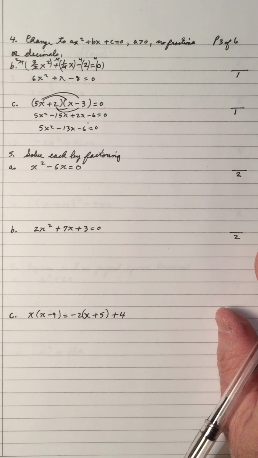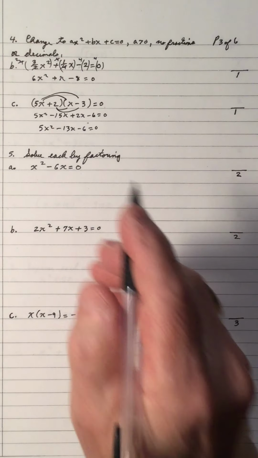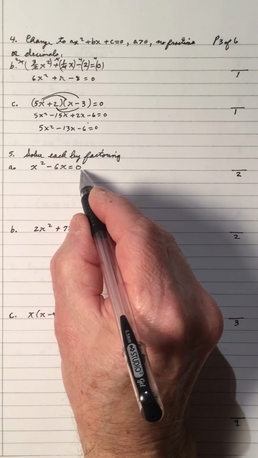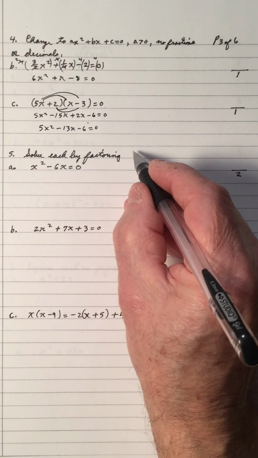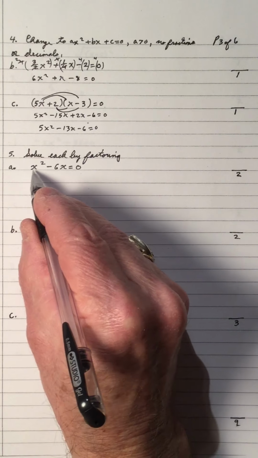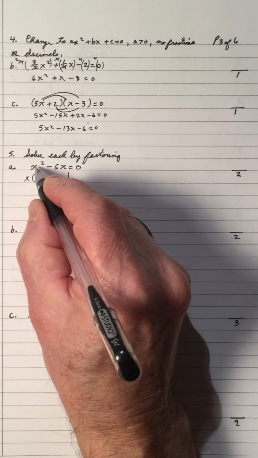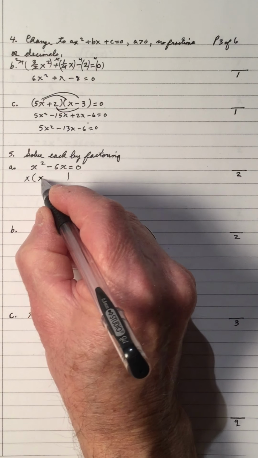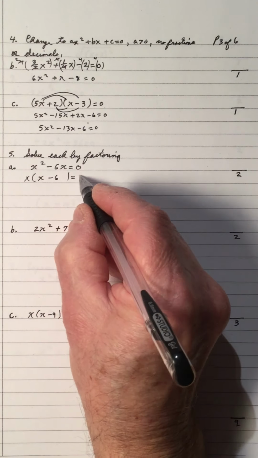Number 5, solve each by factoring. Factoring is one of the methods to solve. And when you factor, it has to be equal to 0, which we do. The first rule of factoring is the GCF. Is there a GCF in these two terms? Yes. So we take the x out. X squared divided by x is x. Negative 6x divided by x is negative 6 equals 0.